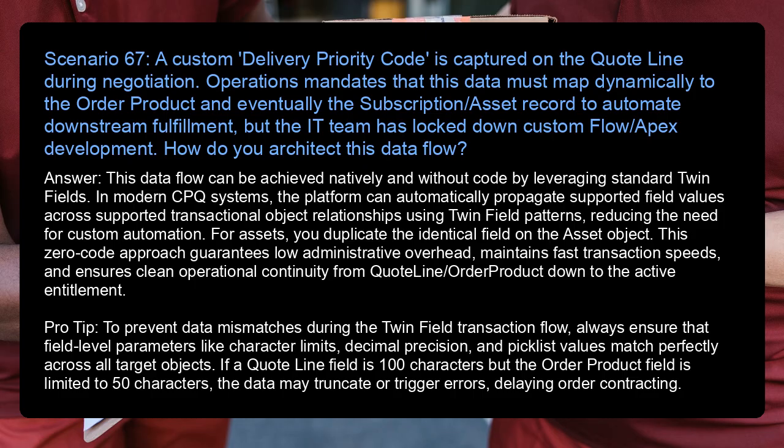Answer: this data flow can be achieved natively and without code by leveraging standard twin fields. In modern CPQ systems, the platform can automatically propagate supported field values across supported transactional object relationships using twin field patterns, reducing the need for custom automation. For assets, you duplicate the identical field on the asset object. This zero-code approach guarantees low administrative overhead, maintains fast transaction speeds, and ensures clean operational continuity from quote line and order product down to the active entitlement.